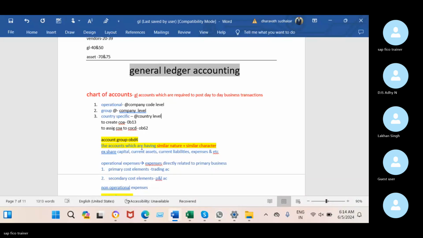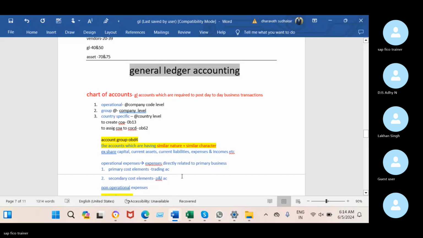Under current liabilities: outstanding expenses, creditors, etc. So here, if you see, when I'm using the word fixed asset, the fixed asset group has the accounts which are of a similar nature and similar character. All those accounts we club together, and now we call it by the name account group. Example: share capital, current asset, current liability, expenses, incomes, etc.